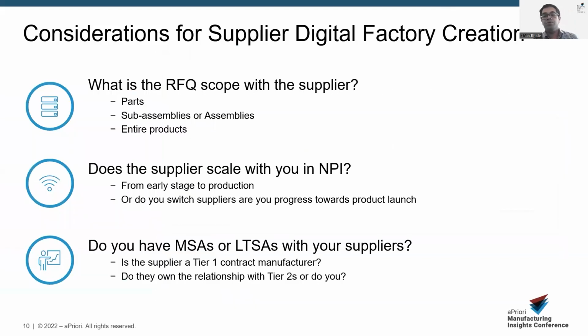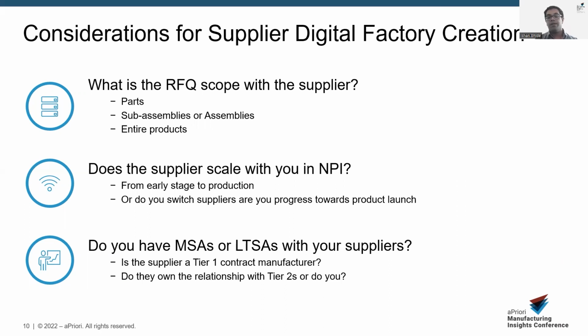So now that you've hopefully gotten an understanding of digital factories and how they're created, let's start exploring considerations for when to build supplier-specific digital factories. On a high level, the first question to answer is what your relationship is with the supplier and the scope of your typical RFQ with them. Are they just a commodity supplier for specific manufacturing processes for just parts, or do they handle more with sub-assemblies, assemblies, or even entire products?